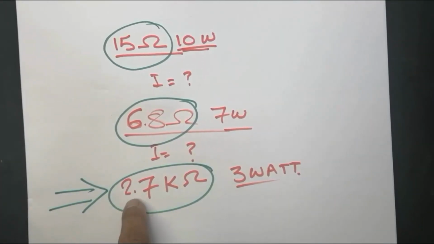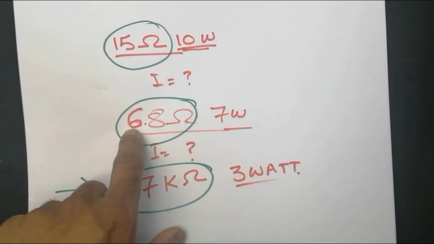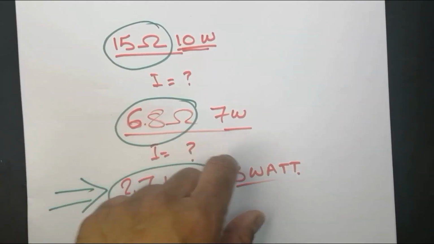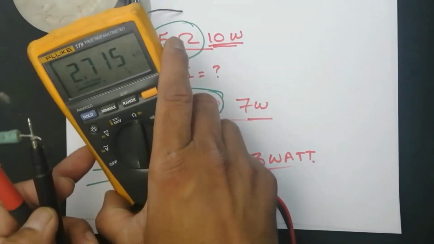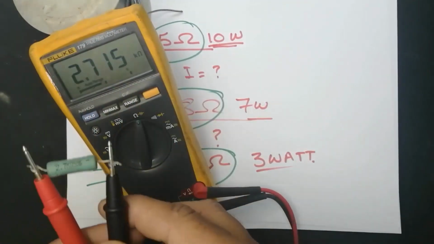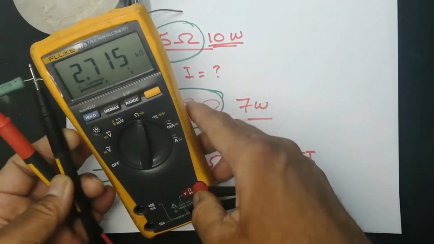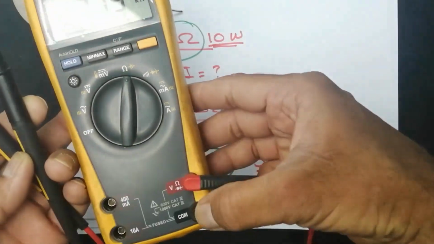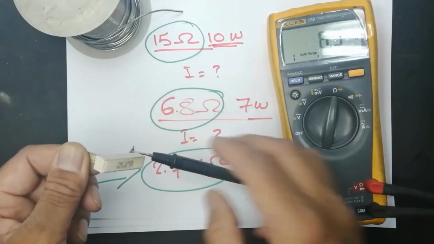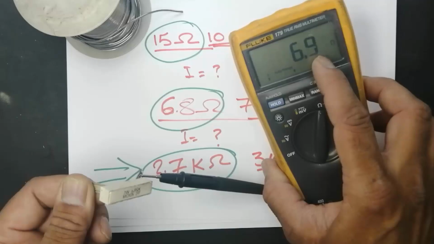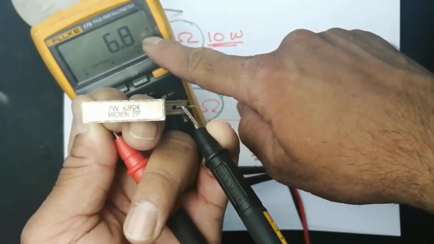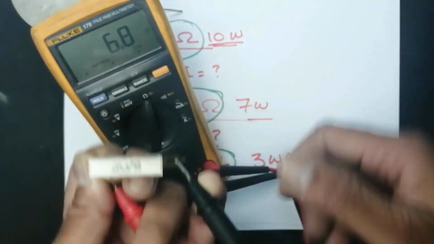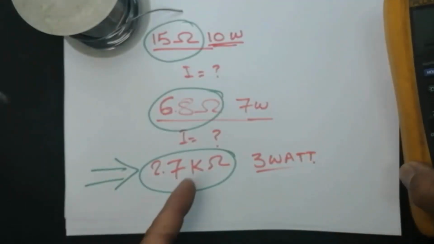Now we will see the values of resistors and the power dissipation. These two parameters depend upon our requirement, where I have to select the resistor. This is 2.7 kilo ohm, but it is 3 watt. Red lead at ohm, black lead at common. This one is 6.8 ohm. Now it is stable, 6.8 ohm. It is a fixed value.